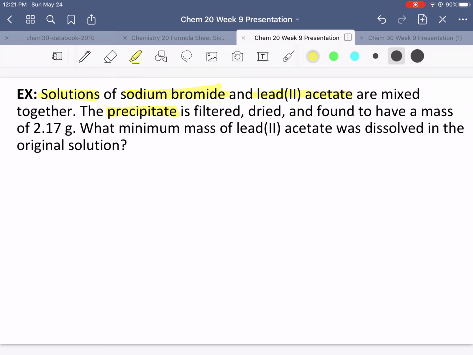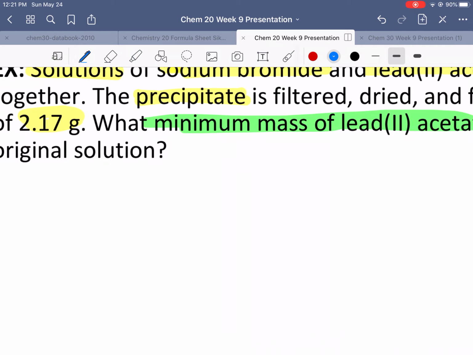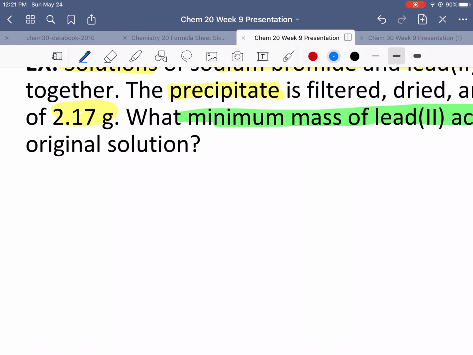There's a hint. That precipitate, you don't know what the formula is for it yet, has a given mass. Now, the whole point of the question is what mass of lead-2 acetate was actually dissolved to do this? That is our required. That's what we're looking for. Let's make a balanced equation, of course, to start. Get used to it. It's where we always begin. We have sodium bromide. Both are a +1 or -1 ion, so it becomes NaBr. They're both in solution. The reactants for double replacement reactions always will be.